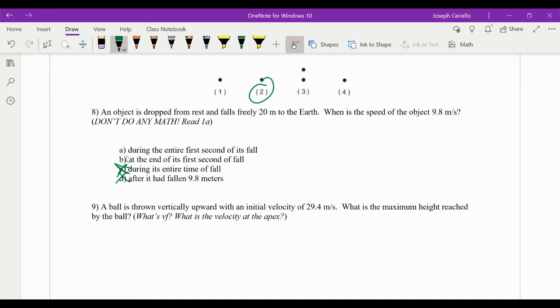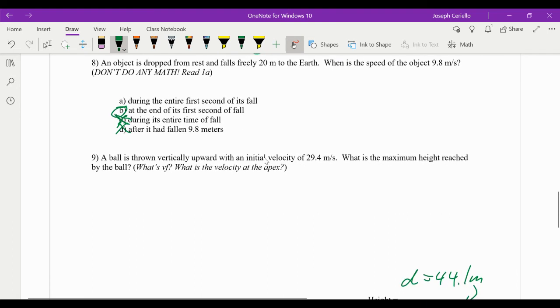So it's at the end of the first second. That's when it's going 9.8 meters per second. All right. So it's speeding up, so it goes from 0 to 9.8 gradually over the course of the first second.